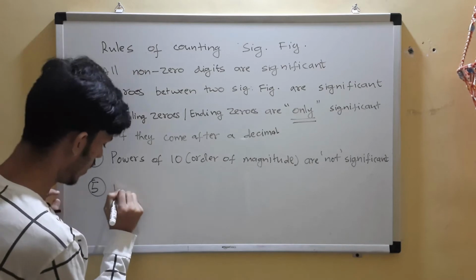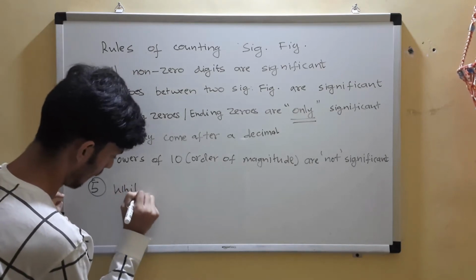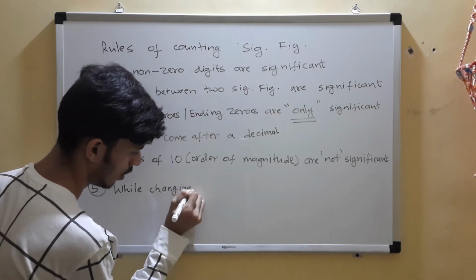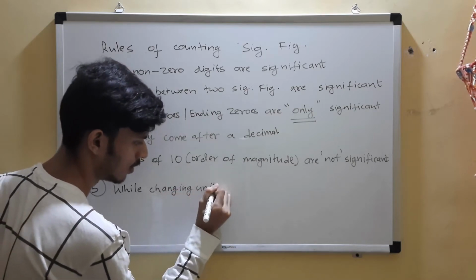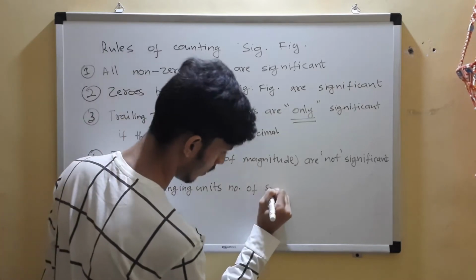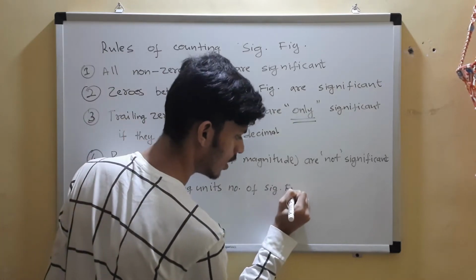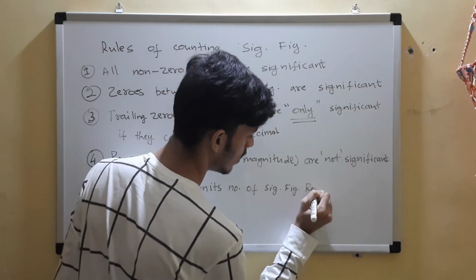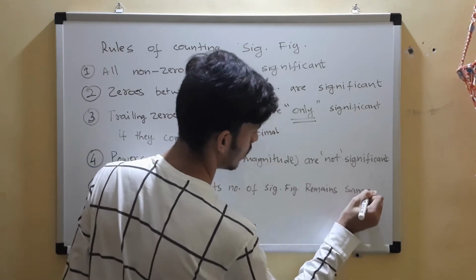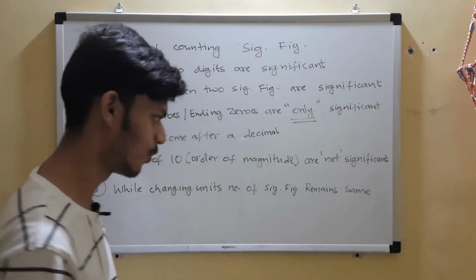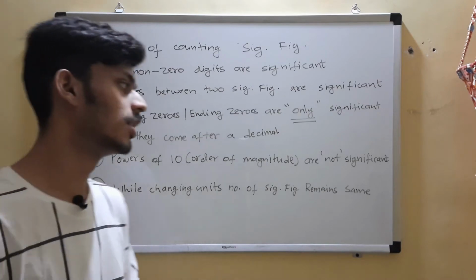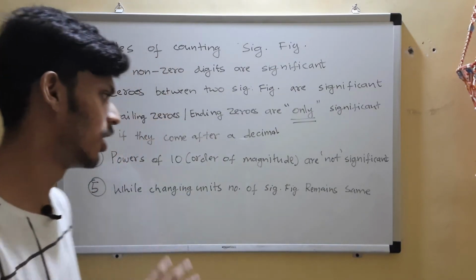So while changing units, the number of sig figs, which are significant figures, remains the same. This is a very logical point, the point number 5.